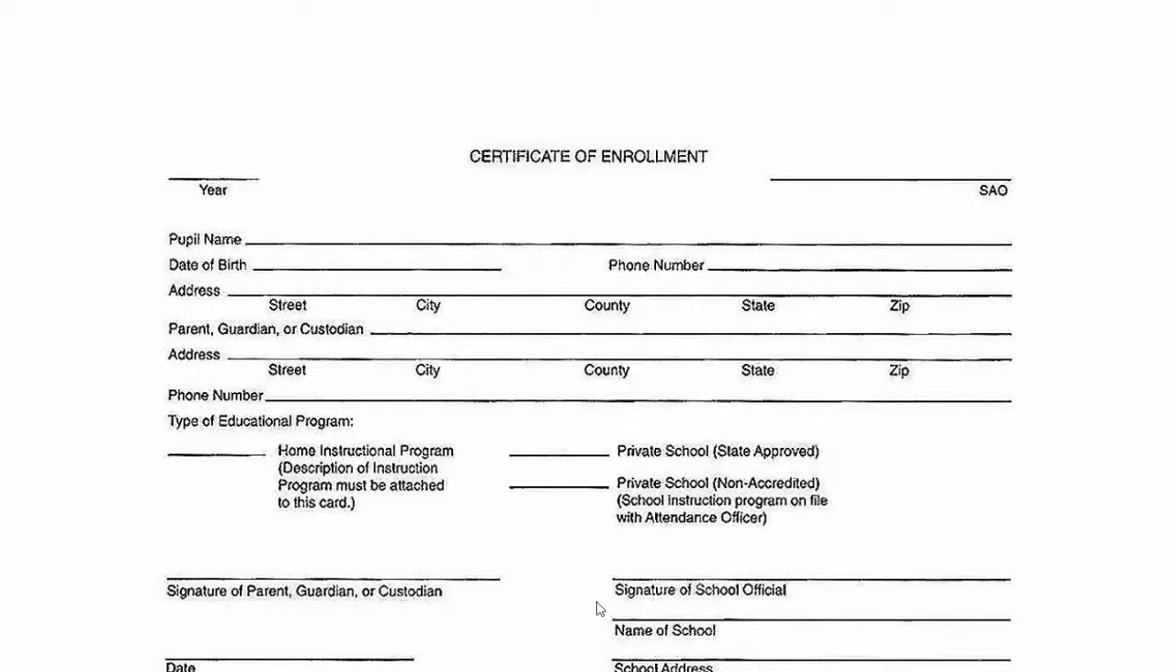So that's all you have to do, which seems to be a little disturbing, because that's all you have to do. You only have to fill this sheet of paper out to homeschool your child. There's no lesson plans, curriculum checking, or anything like that.